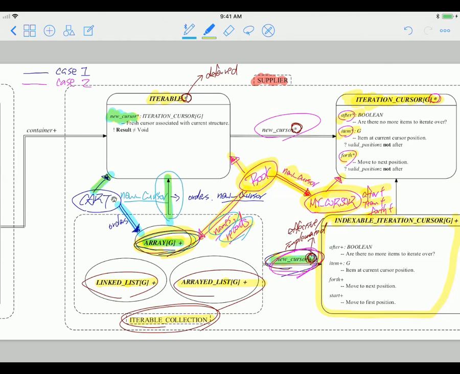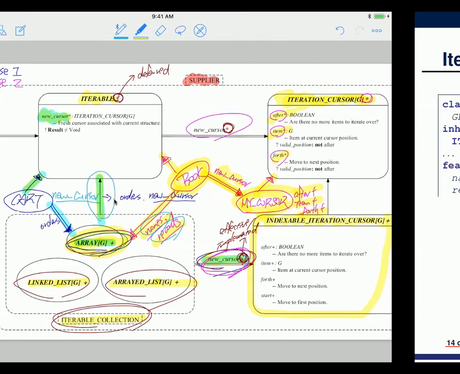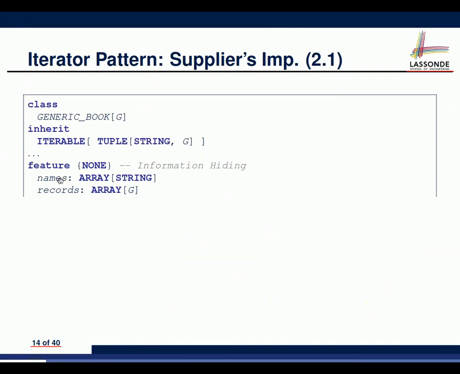Any question? Yes. So when I initialize the array for names and then I initialize the array for records, do they each get a cursor? Correct. You wouldn't say they already got a cursor. You only get a cursor when you call the new feature, right? So the question was, let's say for the book class over here, we got two attributes, names and records. Each one of them, you can call the new cursor on them.